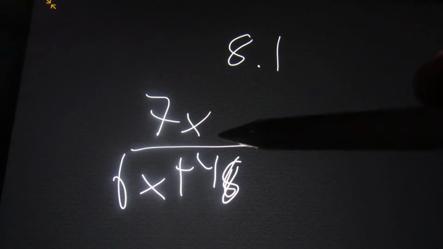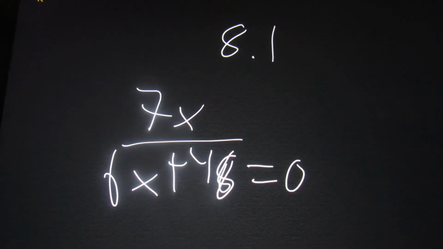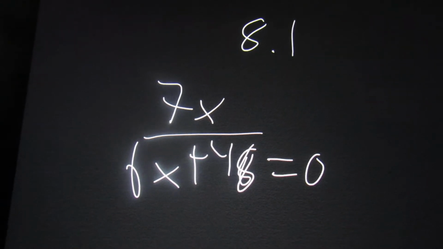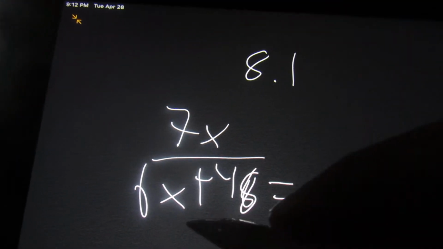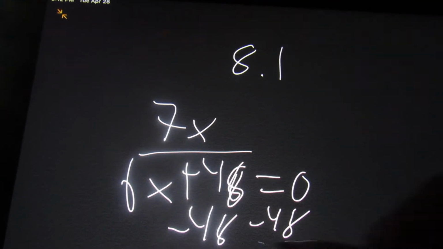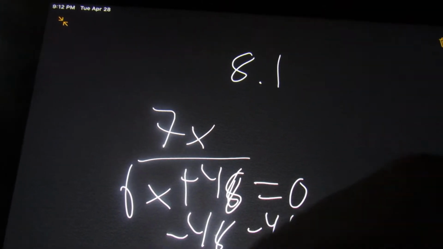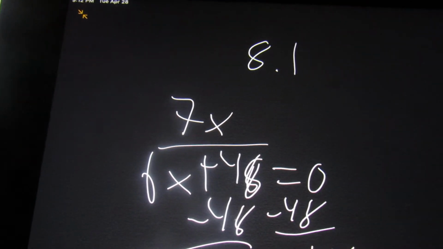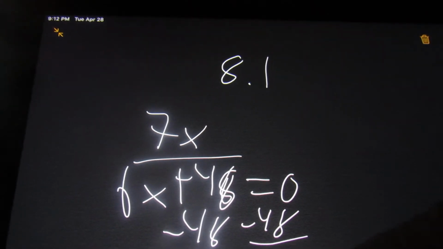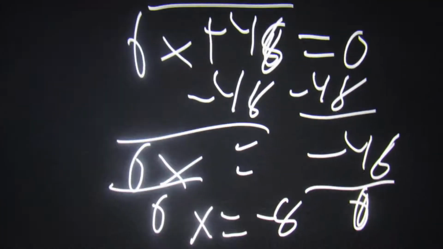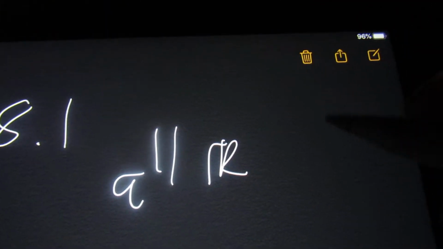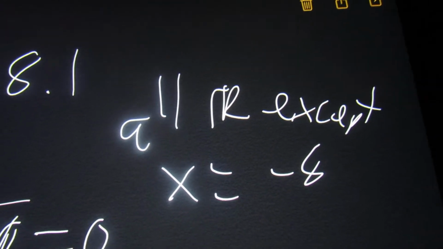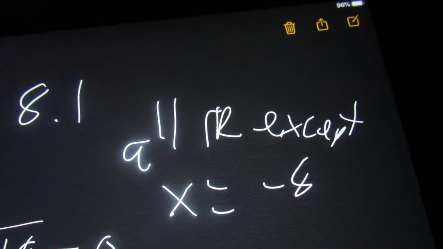So the way to do this is actually just to find out what x's won't work. And the ones that won't are when the denominator equals 0, because we're not allowed to have the denominator equal 0. So what we're going to do is just solve 6x plus 48 equals 0. So I'm going to subtract the 48, and we get 6x equals negative 48. Divide both sides by 6, and x equals negative 8. So the way you're going to put that is all real numbers except x equals negative 8. So that's what you're going to do on some of the first ones.